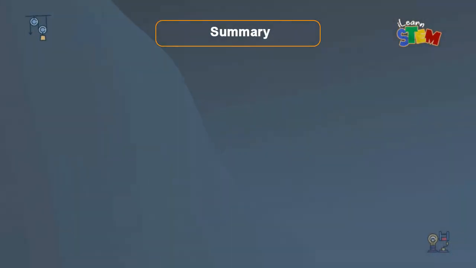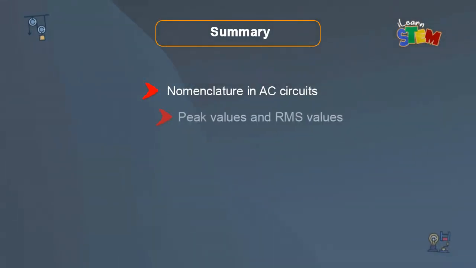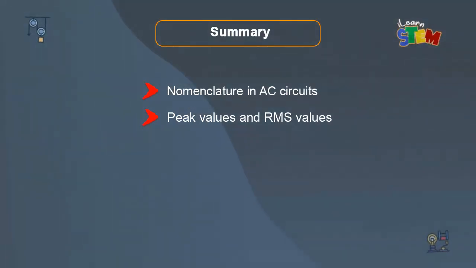Today, we covered 3 important areas. First, the nomenclature in AC circuits. Then, we discussed peak values and RMS values. And finally, we explored inductive reactance.